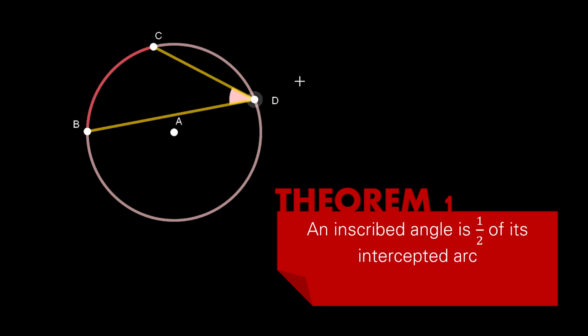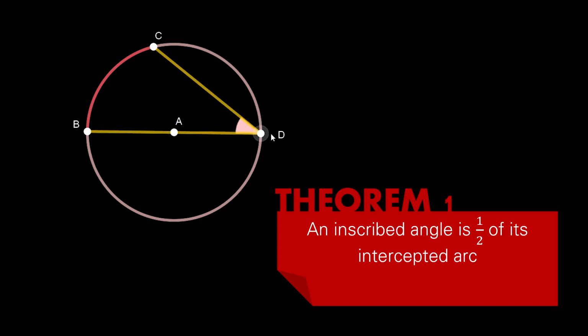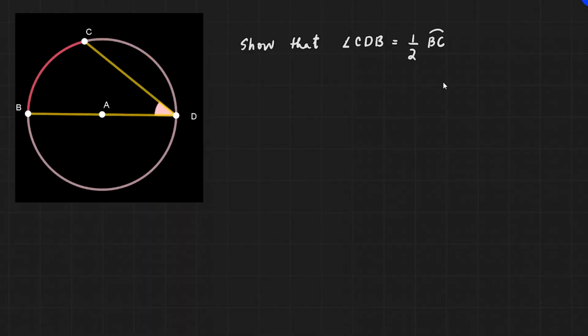I'll be proving theorem number 1 using case number 1. And then for cases number 2 and 3, we will do that as an exercise in class. Show theorem number 1 using case number 1. And for this one, let's show that angle CDB is equal to 1/2 of arc BC.